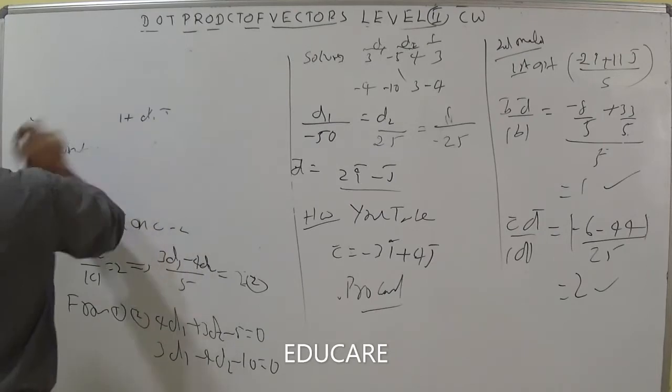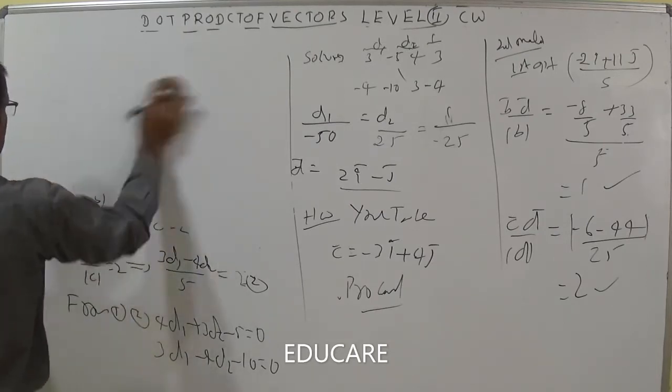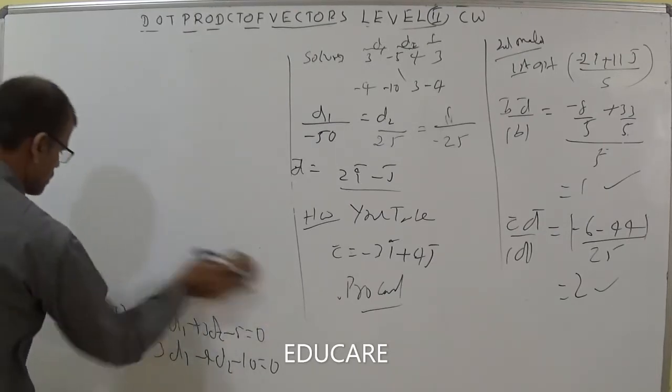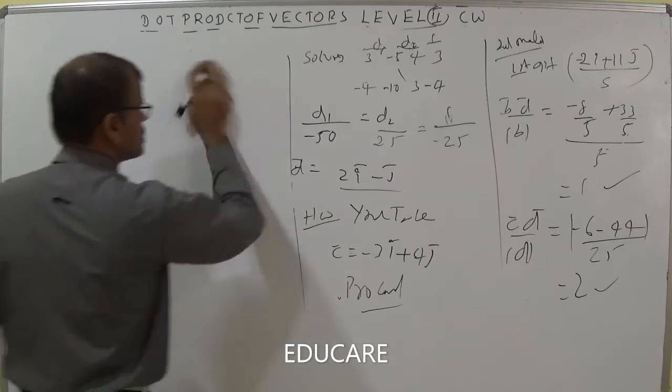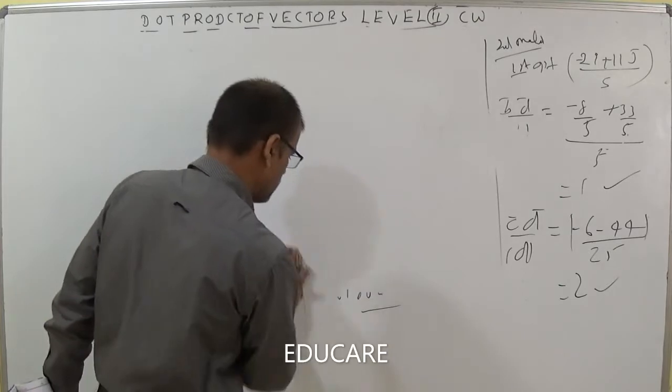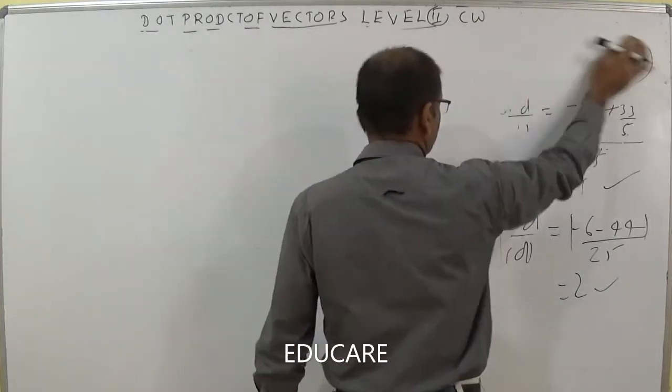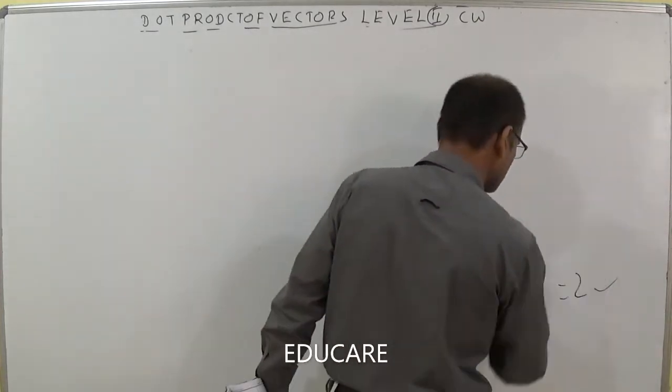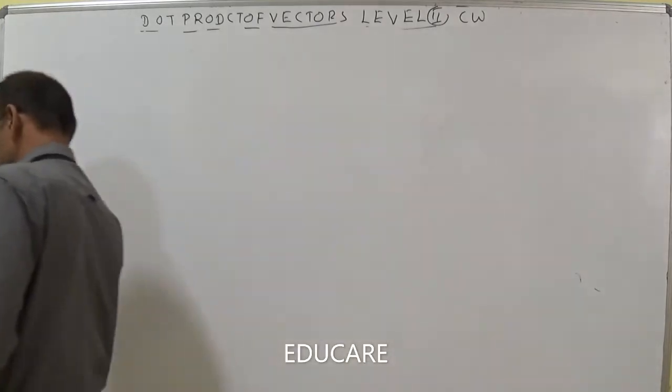Next, the seventh question. The seventh question is an important question among the conceptual questions. This should be given in cross product of vectors. That question depends upon the cross product of vectors, not the dot product. Let us discuss the seventh question.